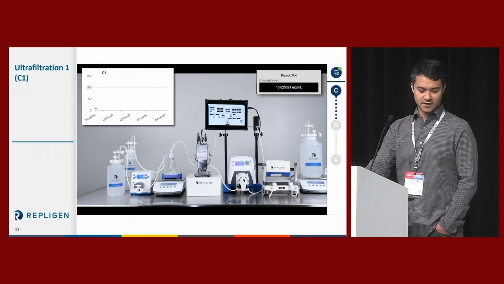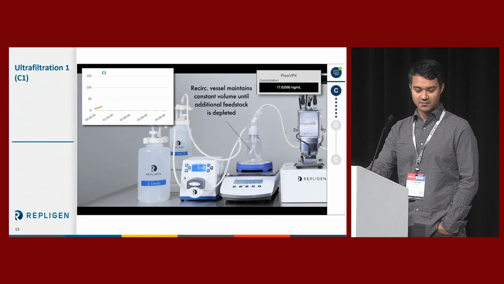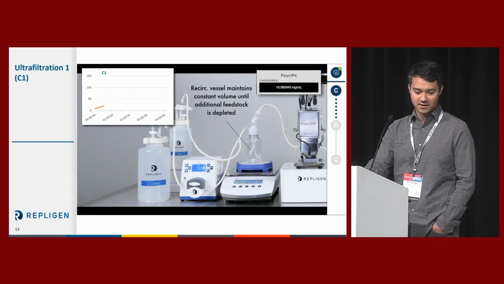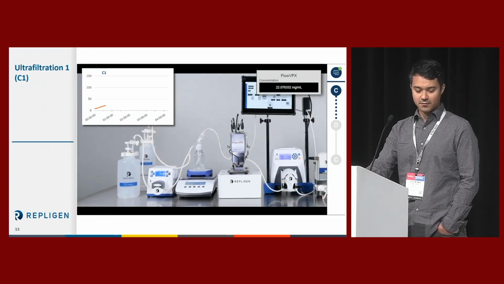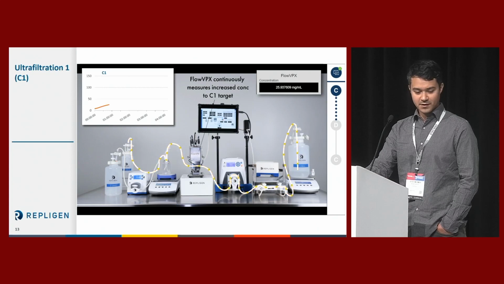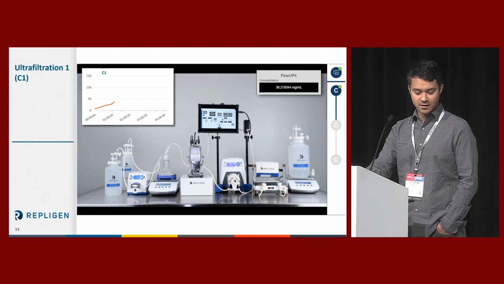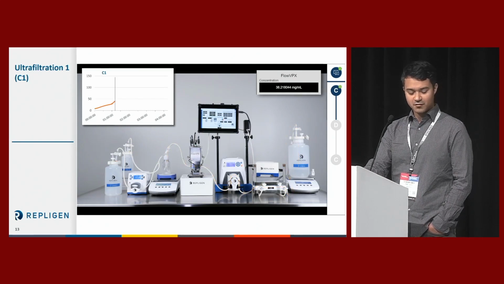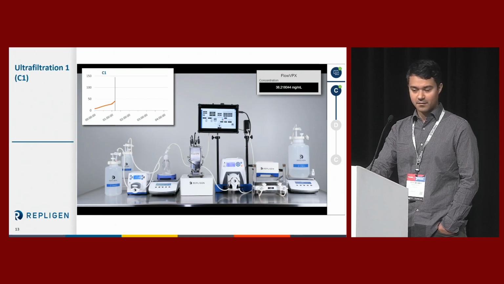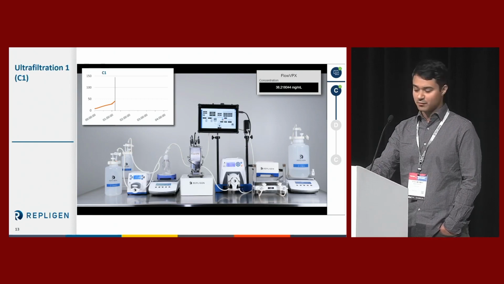So in this video, you can see we have a constant feed setup. Vacuum's drawing in additional feedstock. As it's concentrating, that volume is being maintained. And the concentration continues to rise through the initial concentration. And you can actually see in the data there's an inflection point where the additional feed vessel is drained, and the process continues until that initial concentration's been reached.